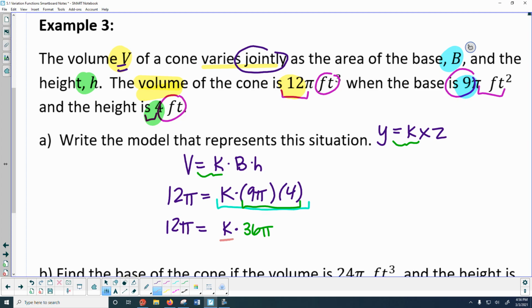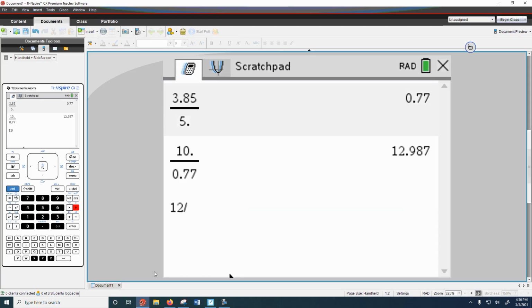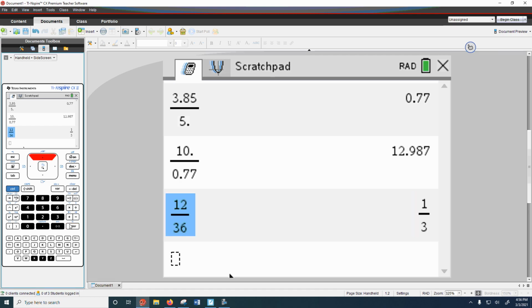To solve for k, we're going to have to divide both sides. To get k alone, we'll divide by 36 pi and 36 pi. Notice that there's a pi in the numerator and a pi in the denominator, so those will divide out. So to solve for our value of k, we're just going to take 12 divided by 36. So I'll grab my calculator. We'll take 12 divided by 36, and as a fraction, that's 1/3. Again, as a decimal, if I grab that, that one is not truncated.